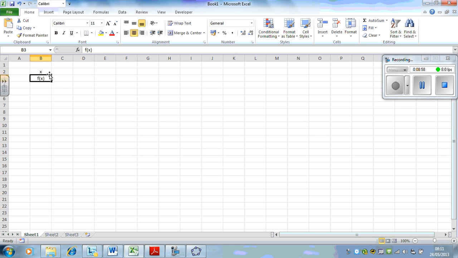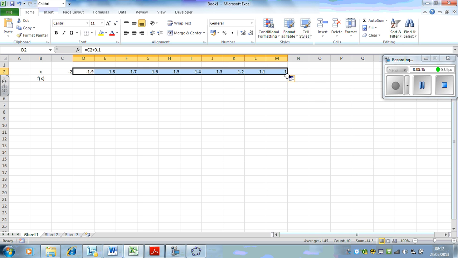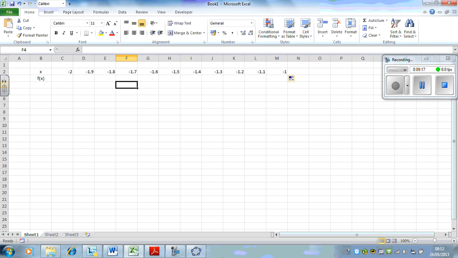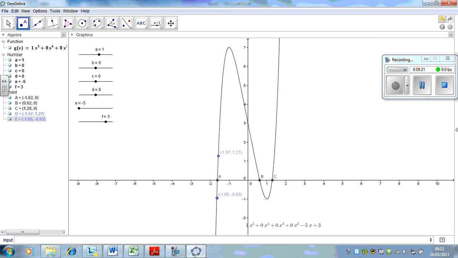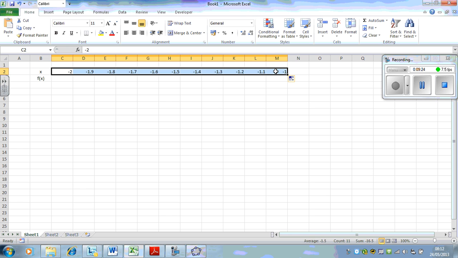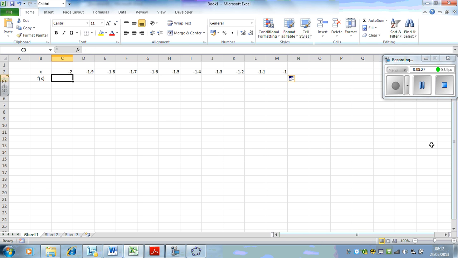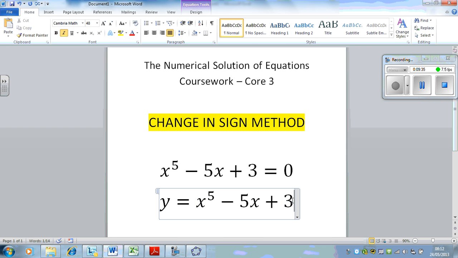Now I know my root is in between -2 and -1. So I'm going to go -2, and I'm going to add 0.1 to get -1.9, and then I can drag it all the way to -1. I'm going to search for all the values between -1 and -2. Now here, I'm going to substitute our x value into that formula. Let's just remind ourselves what the function is. I'm going to copy and paste that into Excel.